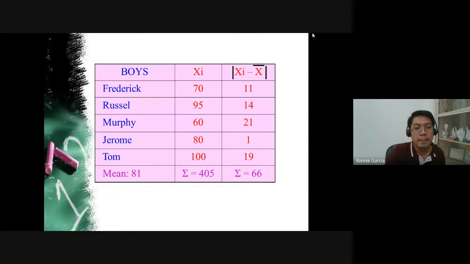That is why, isolve na nato karon ang boys, kaya kamo ang mo solve sa girls later. Mean deviation for the boys, ang given ani is kanilang duha ka column. Kaning third column, kita may muhimo ani supposedly. So si Frederick 70, si Russell 95, si Murphy 60, si Jerome 80, si Tom 100. Apply nato ang formula sa mean. So summation of x, 405 ang tanan, 70 plus 95 plus 60 plus 80 plus 100. Divided by pila sila kabuok, 5, so 81.